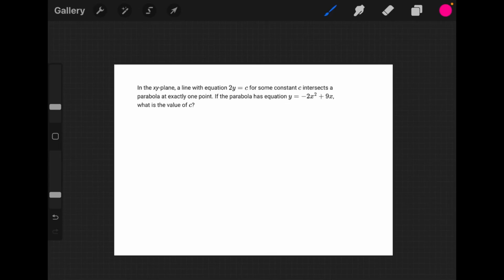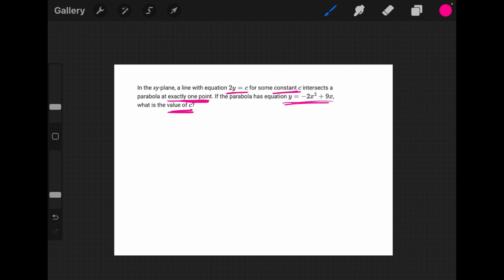This is one of the hardest quadratic equation questions on the SAT, so let's take a look. In the xy plane, a line with equation 2y is equal to c for some constant c intersects a parabola at exactly 1 point. This will be important. If the parabola has equation y is equal to negative 2x squared plus 9x, what is the value of c?